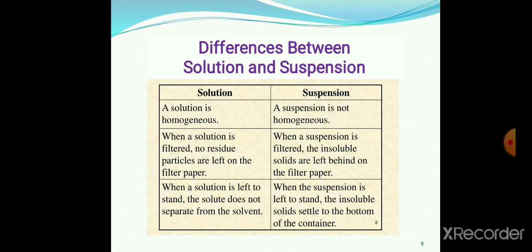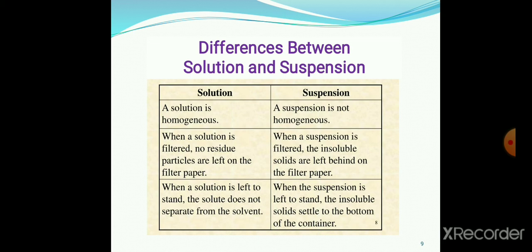The second point of comparison is that when a solution is filtered, no residue particles are left on the filter paper. If we start with a simple example, if sugar or glucose is dissolved in water, what happens? The sugar gets completely dissolved in water, and if we filter that sugar solution, we observe there is no residue, that is, there are no sugar particles on the filter paper. That is a solution.